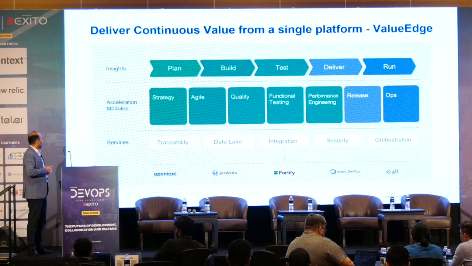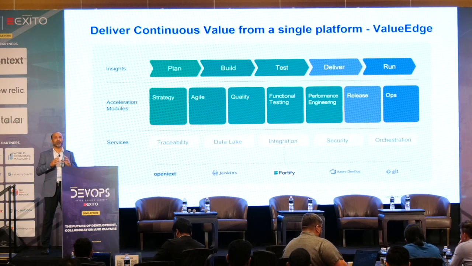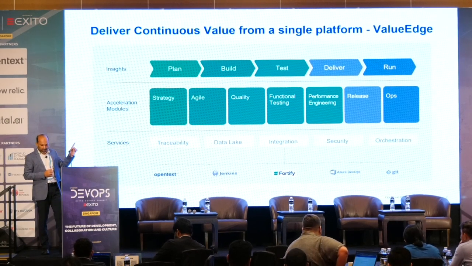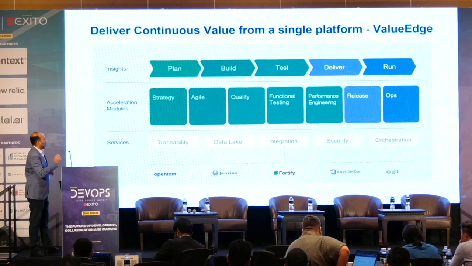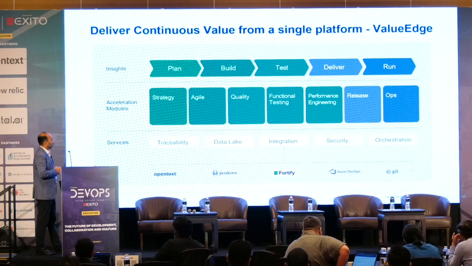The middle layer is called the acceleration module. Each module represents the function of different groups within the platform. Strategy for PMO, agile for development, quality, functional, performance for the testing organization, release for the release team. Right now we have all 6 on board. Our customers are already using all these modules, and the best part is it's very flexible. They don't need to onboard everything at once. They can choose one or many depending on their demands.